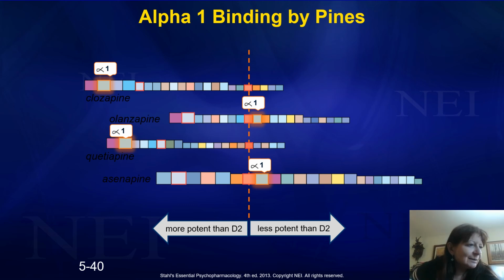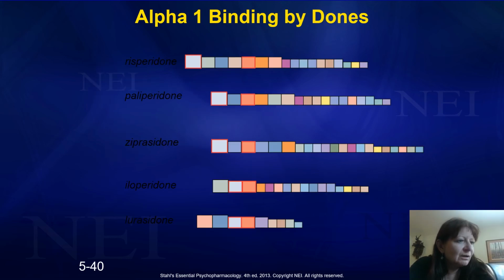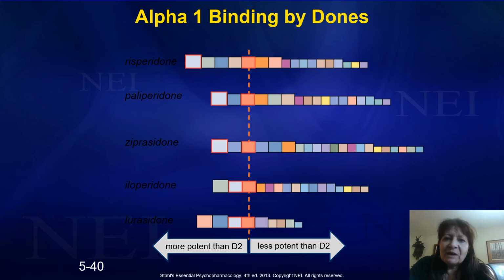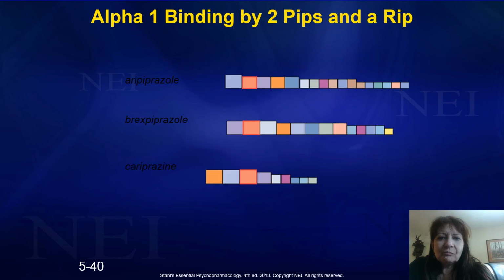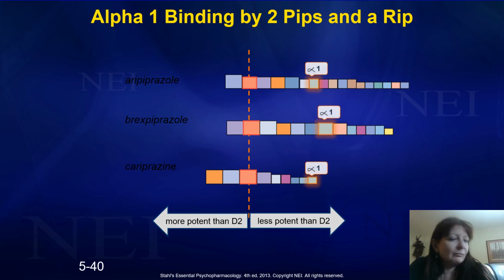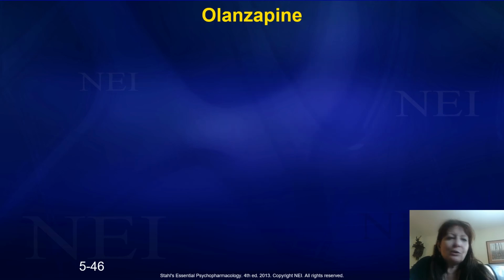The alpha 1 binding, here we have the penes. There's some alpha 1 binding for all of them. For the dones, there's alpha 1 binding for all of them. And the same for the 2 pips and a rip. Okay, now let's get into more specifics about each of these drugs.